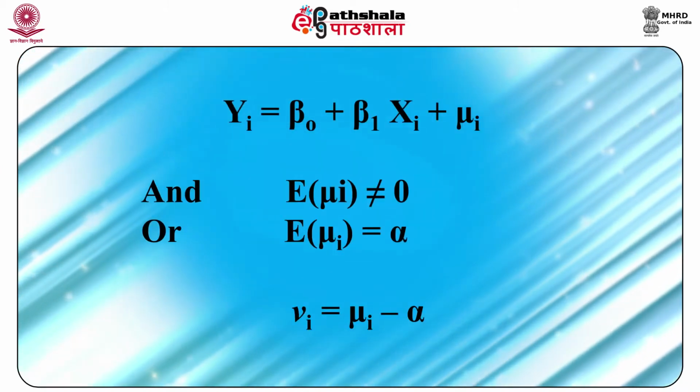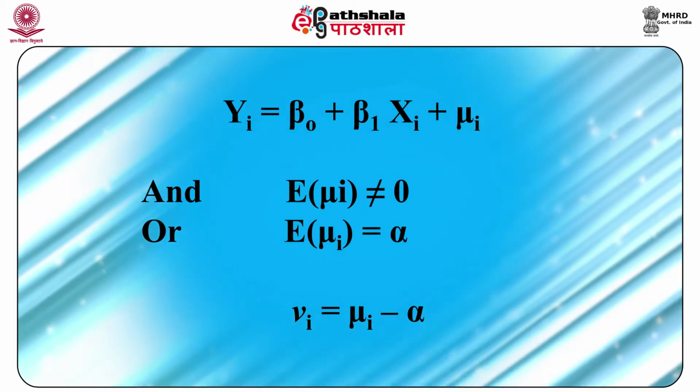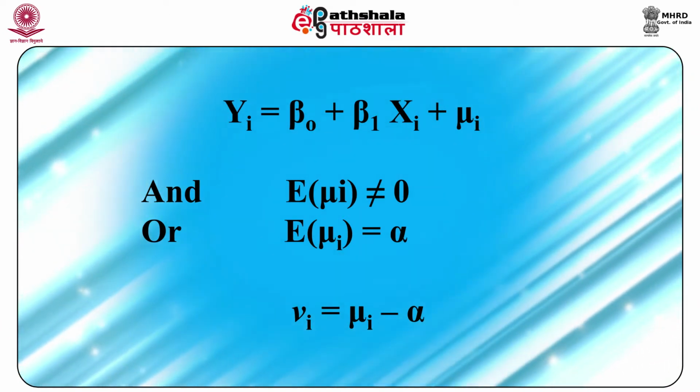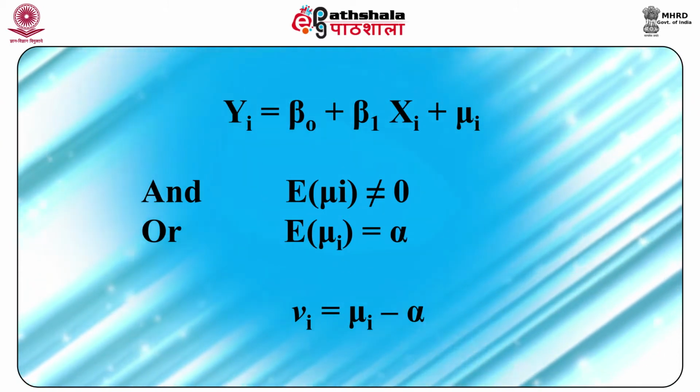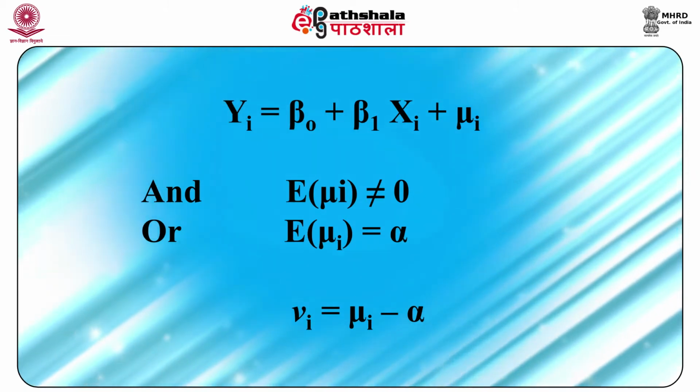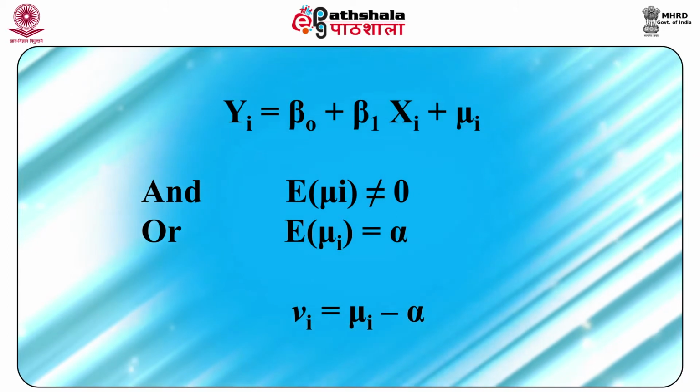Also, it implies that all other variables that were not taken into analysis but are known to influence y and are contained in the error term do not systematically affect the mean values of yi. It can be mathematically shown as follows. Let the PRF, or the population regression function, be yi equal to beta 0 plus beta 1 xi plus mu i, and the expected value of mu i is not equal to 0, let's say it is equal to alpha.